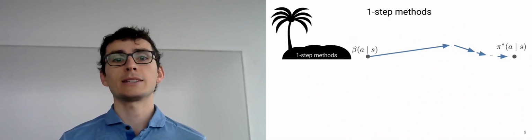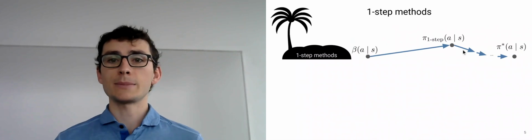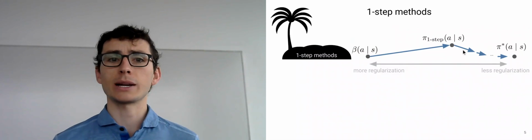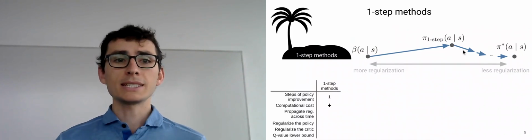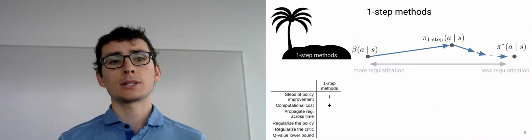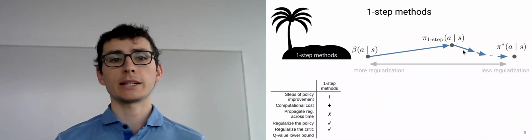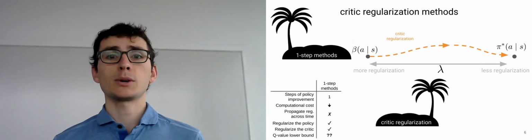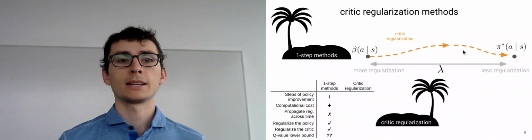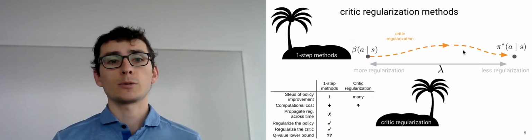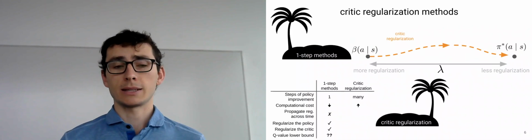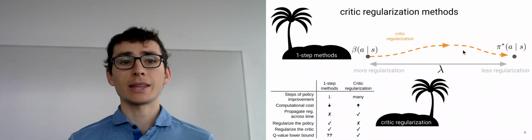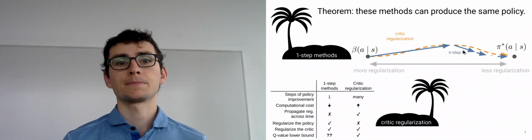While most reinforcement learning methods do many steps of policy improvement, one-step methods just do one step of policy improvement. This is a bit like early stopping and can be seen as a sort of regularization. Because these methods just do one step, they're pretty cheap in terms of computation. They have some other properties I'll mention later. Critic regularization methods, on the other hand, regularize the critic, so it predicts lower values for unseen actions. These methods do many steps of policy improvement and can be a bit more computationally expensive. They have some nice properties about how they propagate regularization across time and about how they underestimate the future returns.